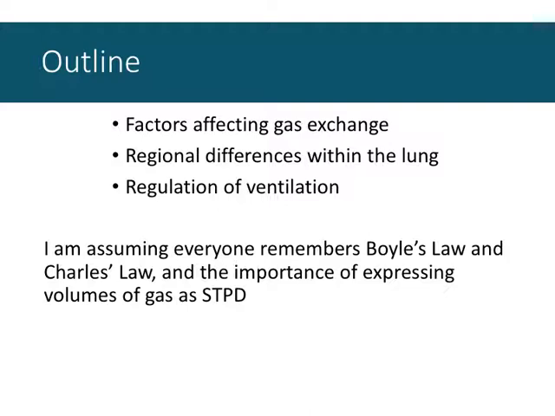And then Charles's law, at a standard pressure, temperature can influence the volume. So higher temperature, higher volume, according to Charles's law. Higher pressure, lower volume, according to Boyle's law. And that's why we want to standardize a lot of these terms.